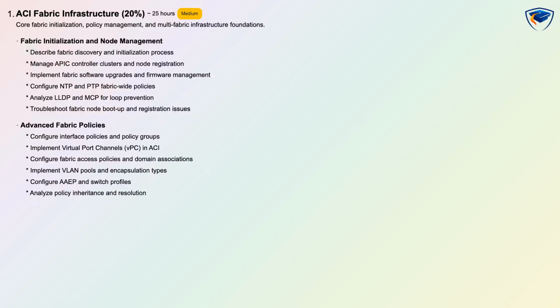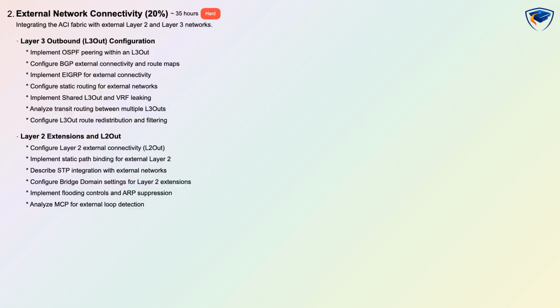Expect to practice troubleshooting node boot and registration issues and analyze LLDP and MCP for loop prevention. External network connectivity carries 20% of the exam, is rated hard, and needs about 35 hours of hands-on and conceptual study with scenario-based assessments. You will implement L3Out configurations for OSPF, BGP, EIGRP and static routing, and learn shared L3Out architectures, VRF leaking, route redistribution and filtering.